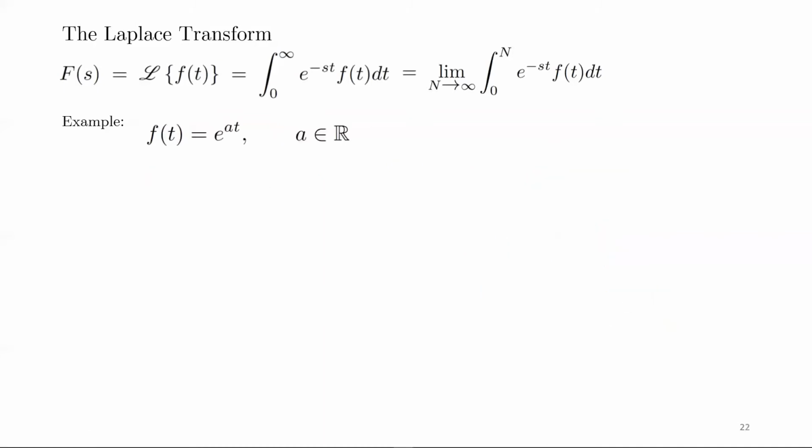So let's look at another example here. So we have a function f of t, which is equal to e to the at, where a is just some real number. So again, this exponential function is defined for, well, in fact for all values of t, but it's definitely defined for t between 0 and infinity. So let's look at the Laplace transform of this function, Laplace transform of e to the at. Well, by definition, this is the limit as n goes to infinity of the integral from 0 to n of e to the minus st times our function f of t. So our function, in this case, is e to the at.